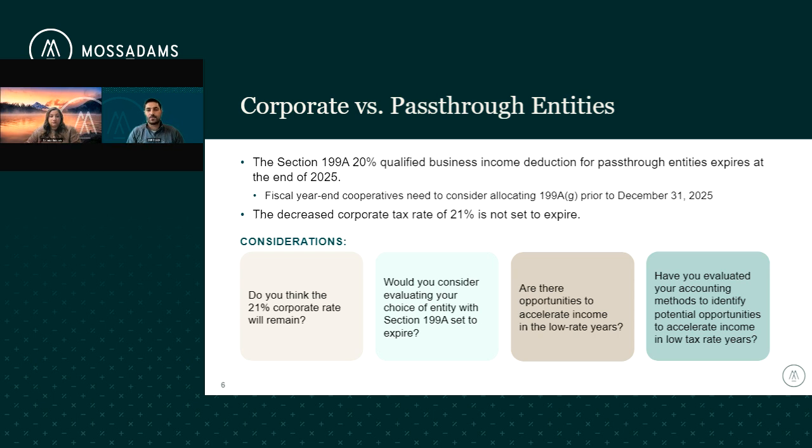And then if you're an entity that's taking a pretty big benefit from the 199A deduction and it's going to expire, is this an opportunity for you to consider changing your entity type? I mentioned accelerating income into a low tax rate year if you're anticipating the rate going up. Accelerating income rather than deferring it, this may be a good year to do it. And then we're going to talk about some accounting methods to identify potential opportunities that you may not already be taking advantage of to get to accelerated income.